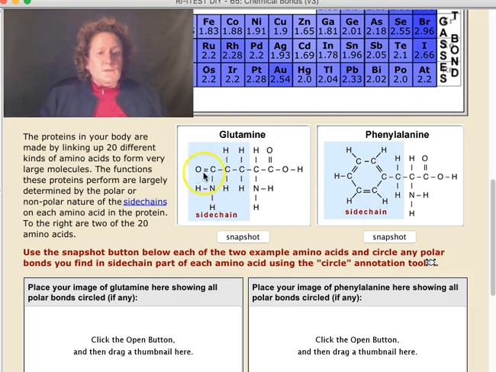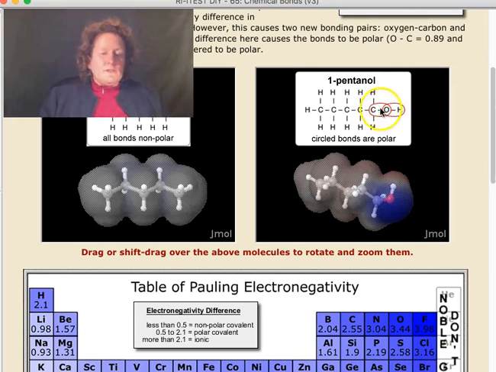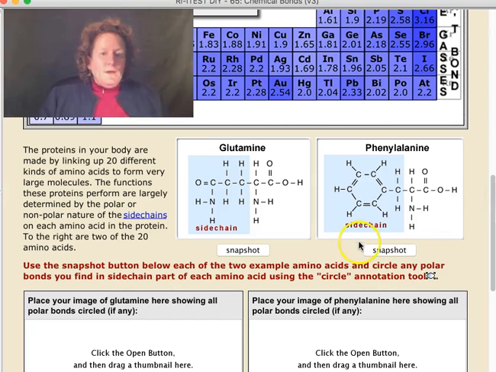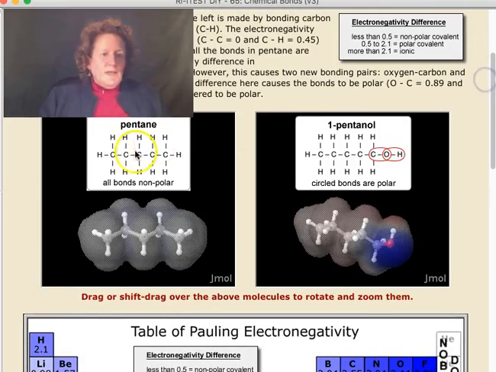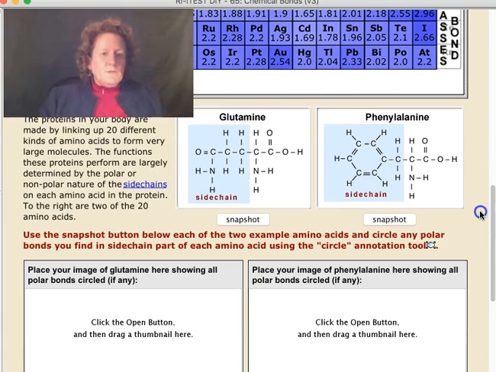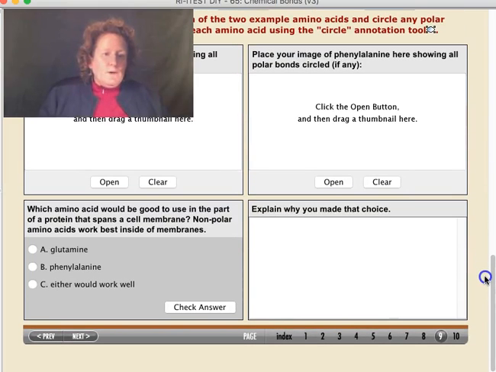If you notice, glutamine right here has an oxygen-carbon bond. That oxygen-carbon bond is a lot like this oxygen-carbon bond. It's not a double bond like it is below, but it's going to have similar effects on the polarity. Here, phenylalanine has no oxygen, and all those are carbon-carbon bonds. Just like pentane here, all the carbon-carbon bonds are not polar. So you might be able to make some predictions about which one of these is polar. And that's exactly what you're asked to do.